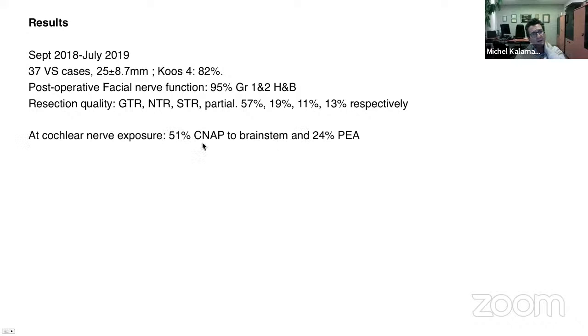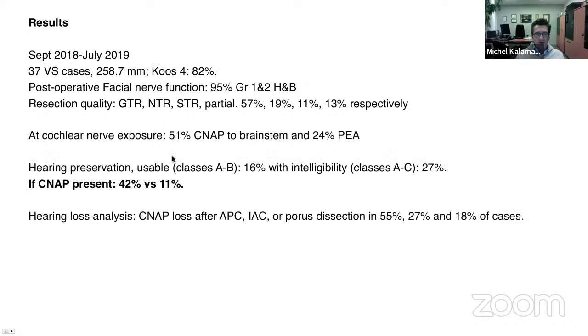And we were able to get a CNAP signal at the brainstem in half of the patients. Because at the beginning, you need to remove the tumor, so maybe you can damage the cochlear nerve. Maybe the opening of the cisterna with CSF leakage is not good for the cochlear nerve. We don't know. And then we were able to monitor during the removal of the vestibular schwannoma. And you see when the CNAP technique was present, we were able to get better results for hearing preservation.